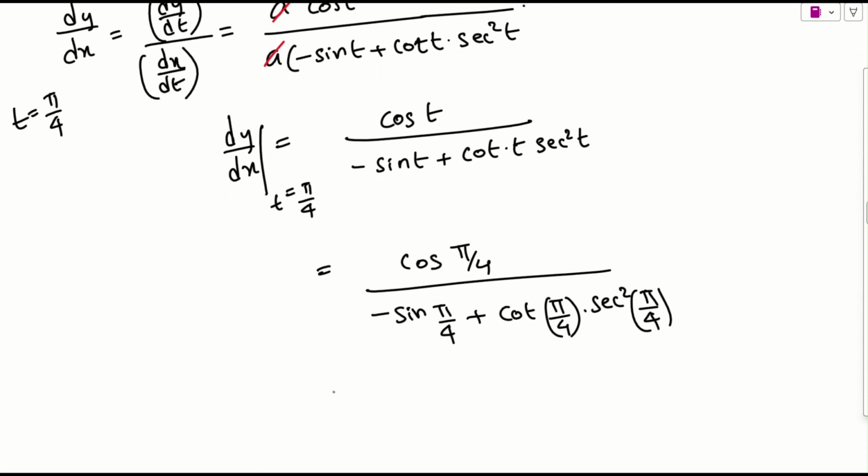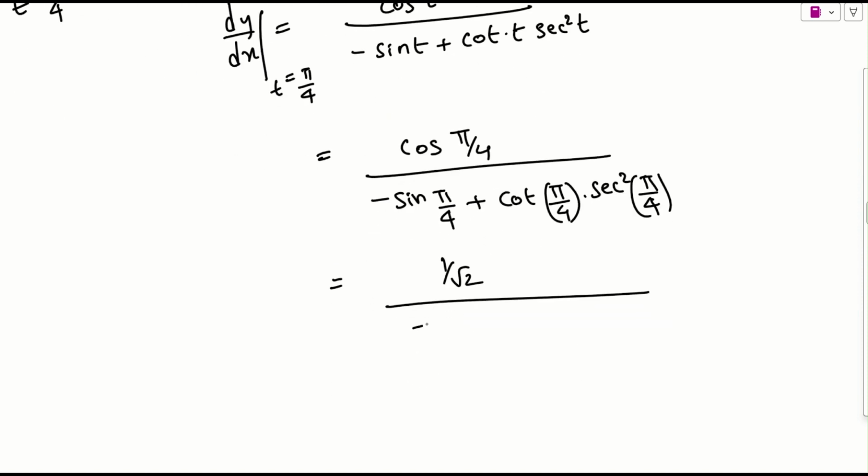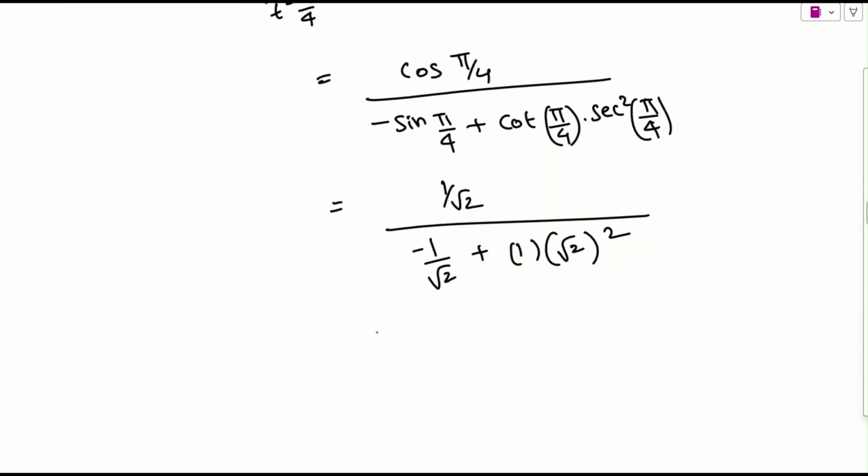Is it okay? What is cos pi by 4, 45 degrees? We know that this is 1 by root 2. And what is sine 45? Sine 45 is also 1 by root 2. And what is cot 45? Cot 45 is simply 1. And what about secant 45? Secant 45 will be root 2. So we are having secant square, so secant square is nothing but I can apply the square root here. So from this what I'll be getting here? 1 by root 2 by minus 1 by root 2 plus 2 alone.